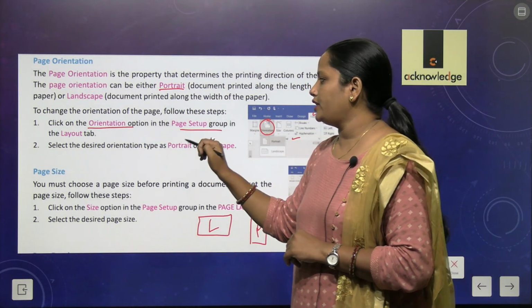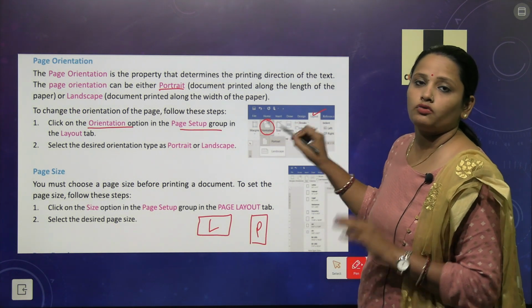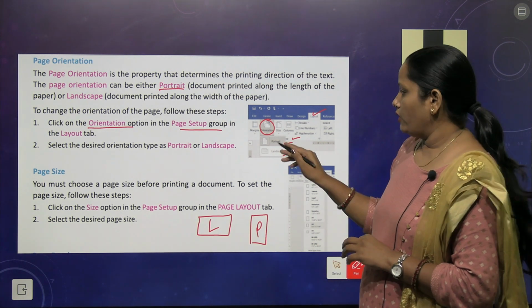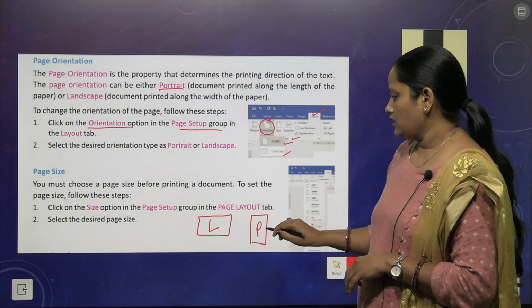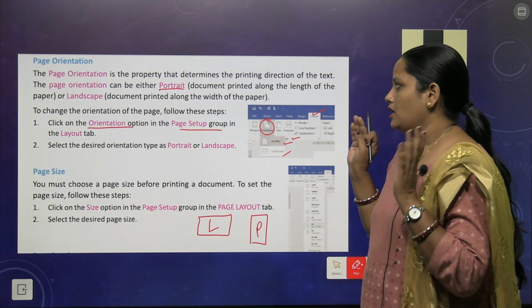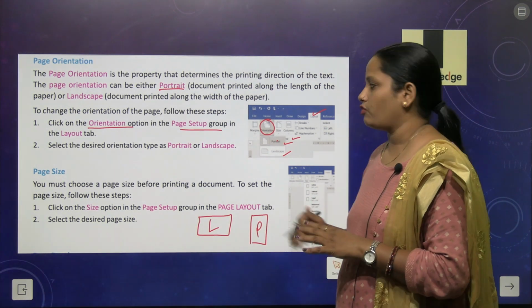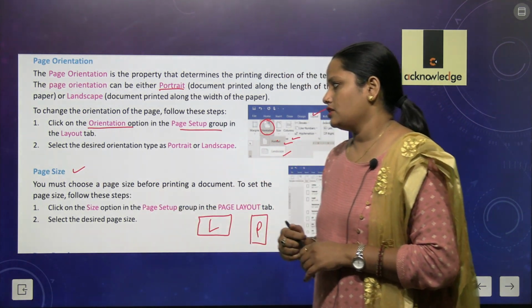Select the desired orientation such as portrait or landscape. So, when we click on this orientation option, what will happen? These two options will come in front of us. One is the portrait view and one is the landscape view. You can see these types of pages are made here. So, we can select the desired view that we want for our document, the desired orientation that we want for our document. Next is page size.